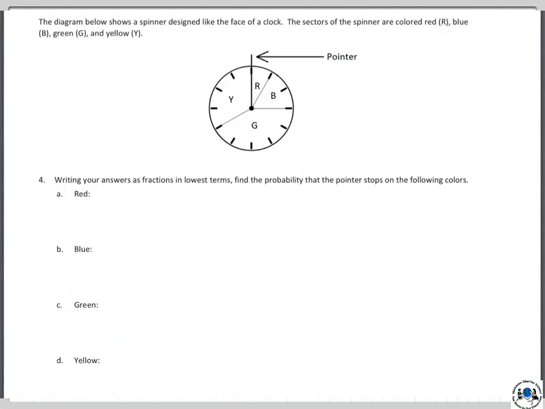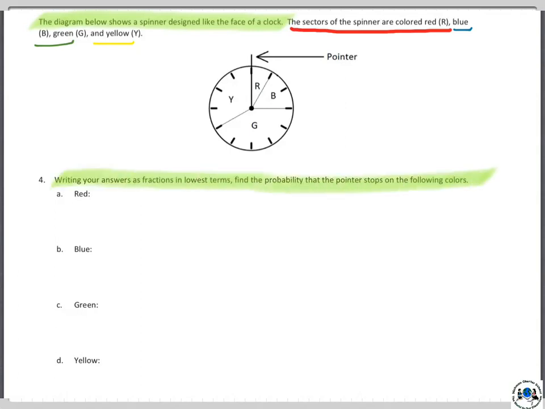All right, here we go. We are to a diagram of a spinner, and this spinner here is designed like the face of a clock, and the sectors of the spinner are colored red, blue, green, and yellow. Take a look at that spinner. It's kind of a neat little spinner. And so writing your answers as fractions in lowest terms. Okay, so be very specific. Put these in lowest terms. Find the probability that the pointer stops in the following colors.